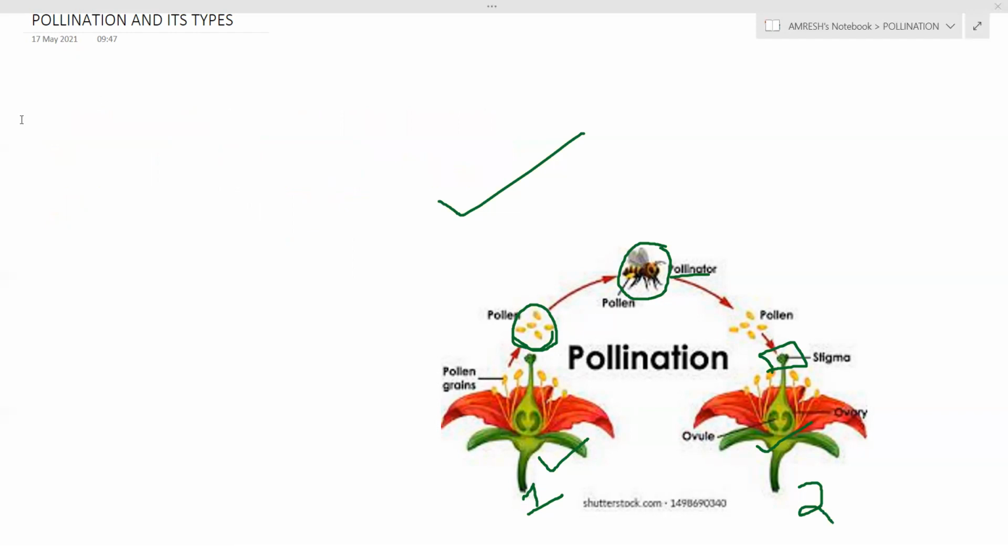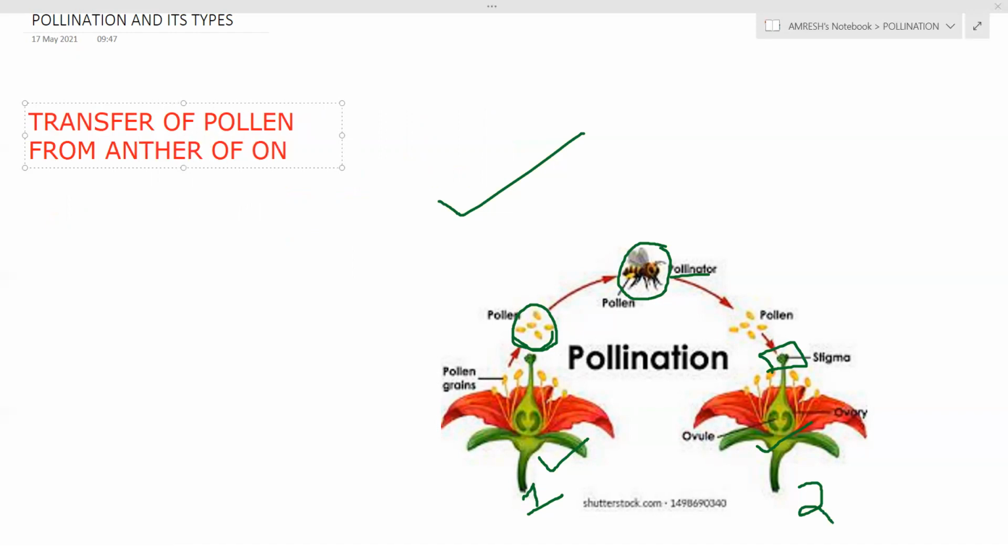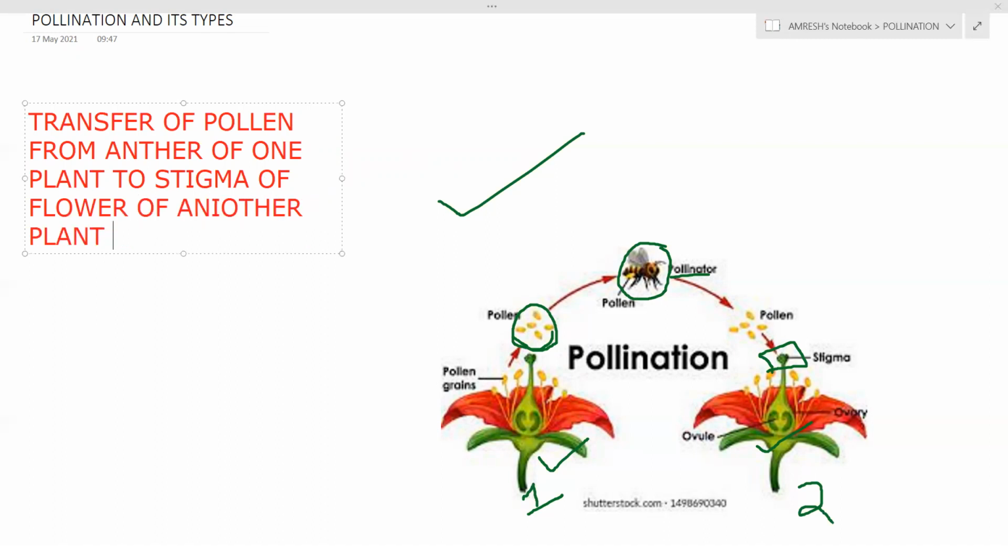So the rectified definition is: transfer of pollen from the anther of one plant to the stigma of a flower of another plant of the same kind. This one you have to write in your examination. Three points you have to remember for cross pollination: anther of one plant, stigma of another plant, same kind.